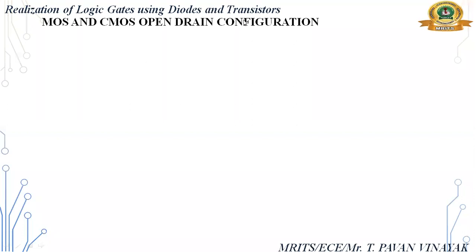So open drain. Suppose I am taking the CMOS inverter. Let us see. This is the CMOS inverter, right? Here we give input A, and this one is ground. And this is the NMOS inverter. For PMOS, there is no open drain configuration because PMOS is a pull-up network.